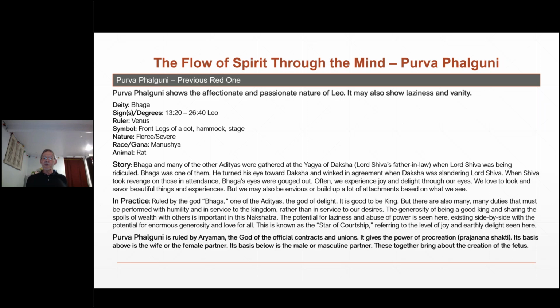So this is known as the star of courtship, and it refers to the levels of joy and earthly delight that you see here. You'll notice in your chart, if you have Purva Phalguni in it, that it has to do with love and beauty and all of those enjoyment things that we hook our Venus onto. Several of you in your charts have this. We have for Melanie, she has Rahu in her Purva Phalguni. It's in her 10th house.